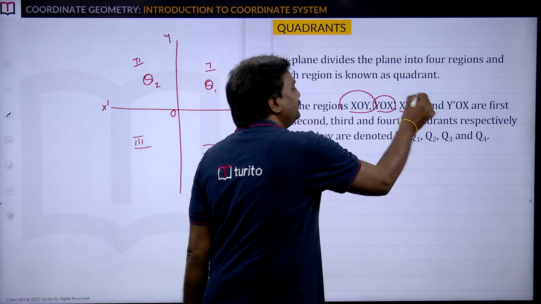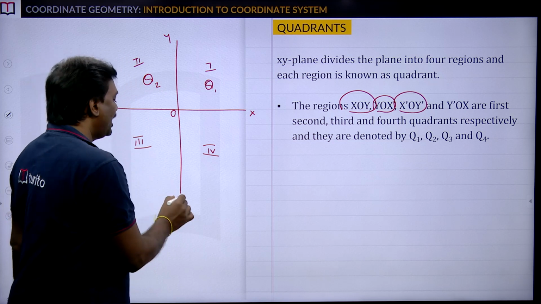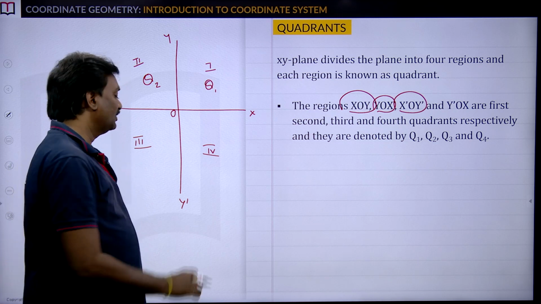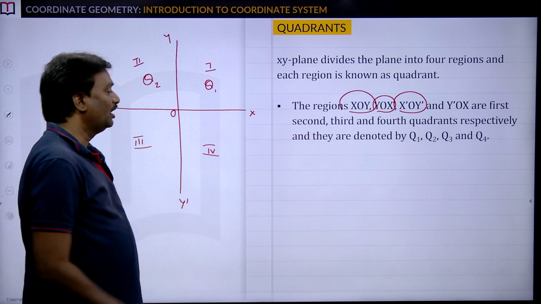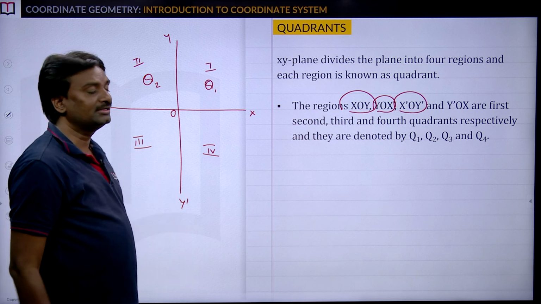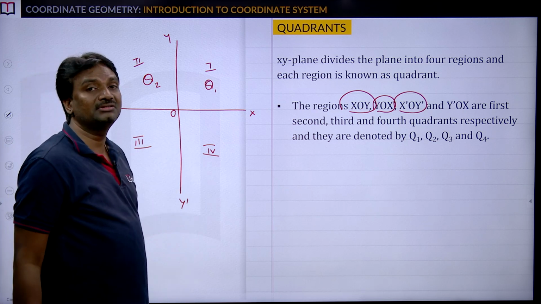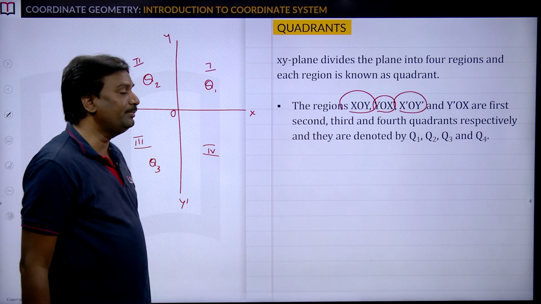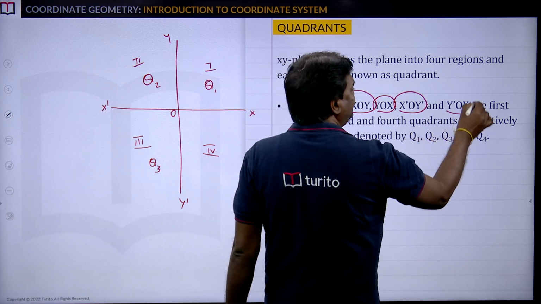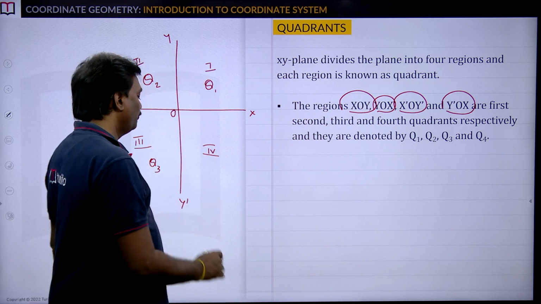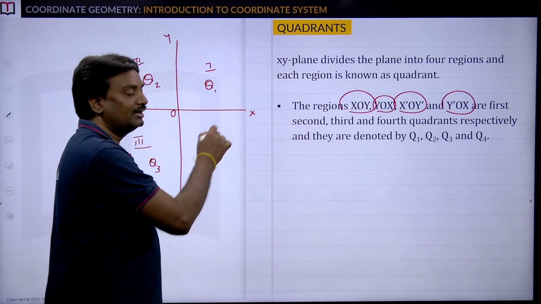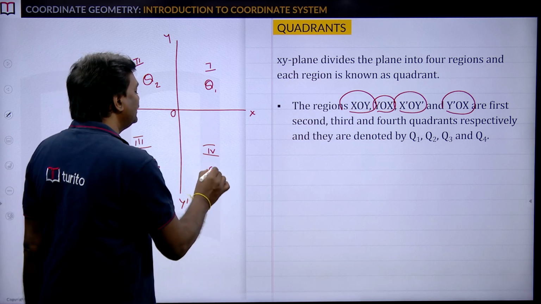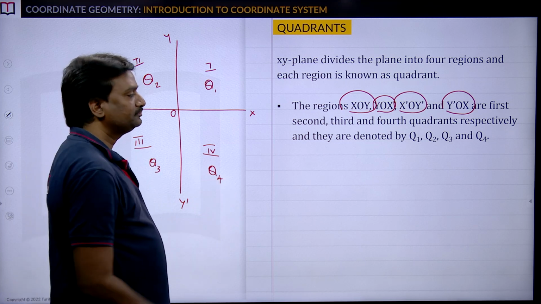Next X dash OY dash. This is X dash, this is Y dash. Here X dash means negative x-axis, and Y dash means negative y-axis. This region X dash OY dash is known as the third quadrant and we denote it by Q3. Q means quadrant, 3 means third quadrant. One more region is there, that is Y dash OX. This part is the fourth region, known as the fourth quadrant, and it is denoted by Q4.